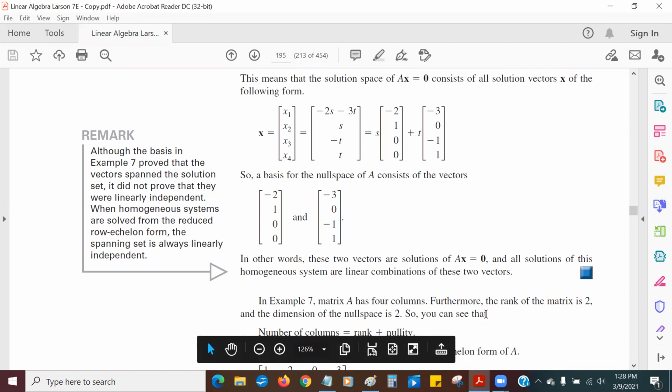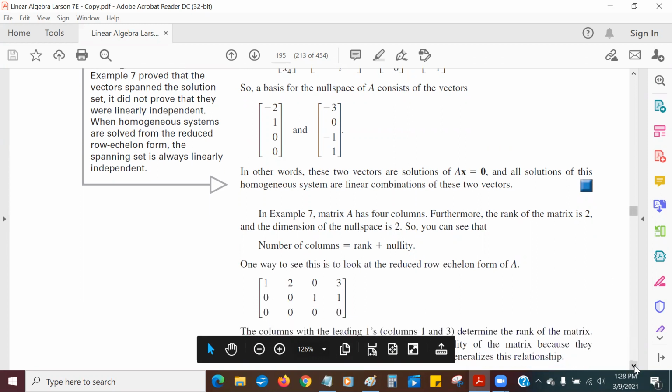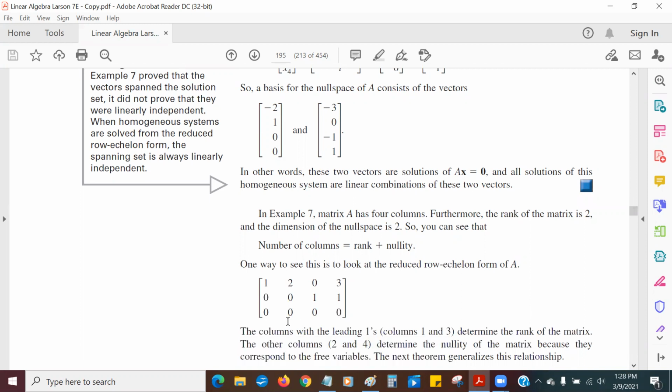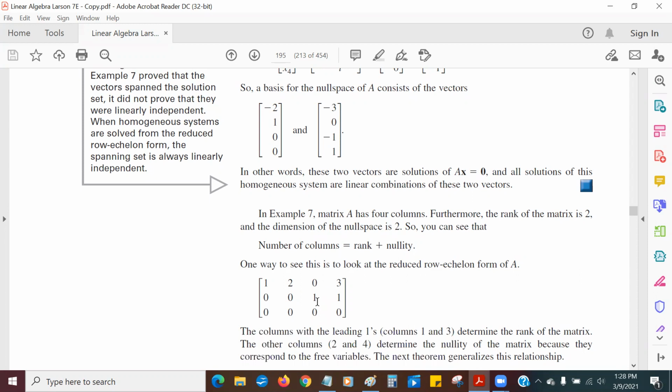Now, some of you may have learned in a previous math class that 2 plus 2 equals 4. Is that a coincidence, or is it always that way? The number of columns, which was 4 in our example, was 2 plus 2. Well, actually, this makes perfect sense, because if you remember, when we got the rank, we put the matrix into reduced row echelon form. The columns that have leading ones give us the rank, and the columns that don't have leading ones give us the nullity.